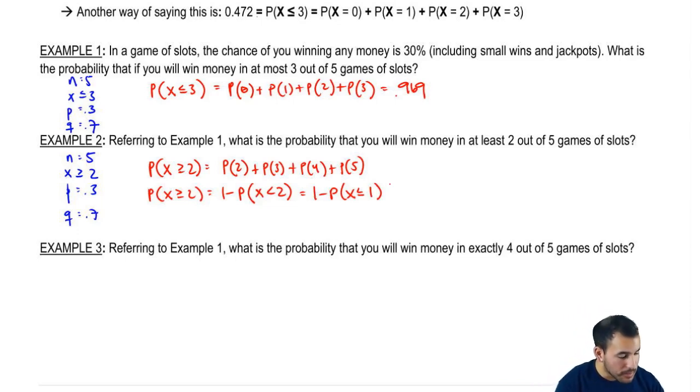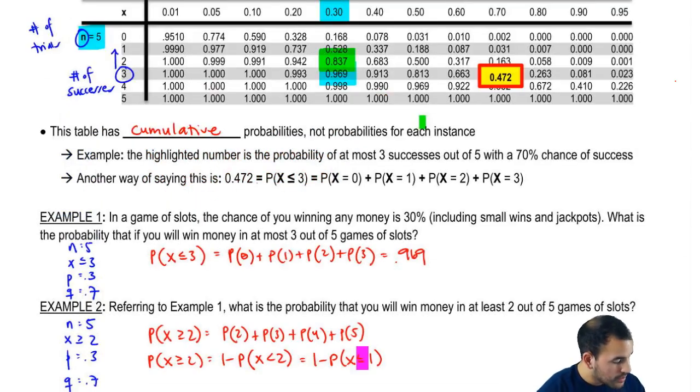So see this special symbol here, less than or equal to, is very important. And that's the one that our table works off of. So we always want to write our formulas in a way that we get less than or equal to. So we got less than or equal to 1. So let's go ahead and look that up. So less than or equal to 1 gives us 0.528.